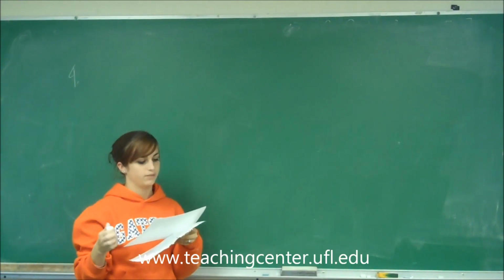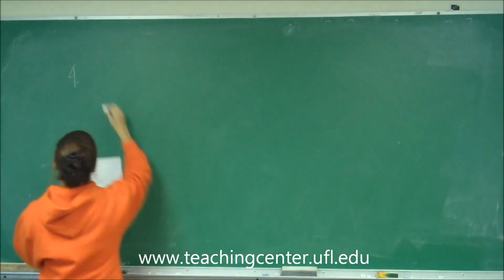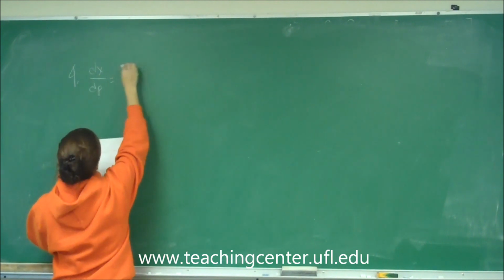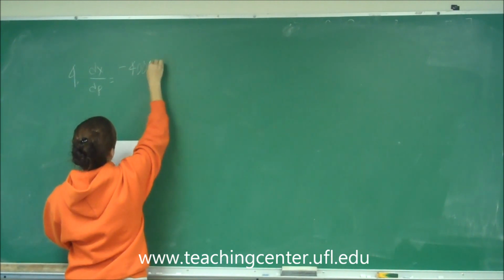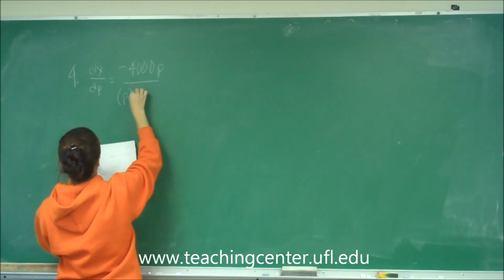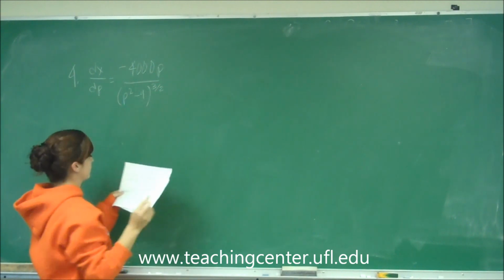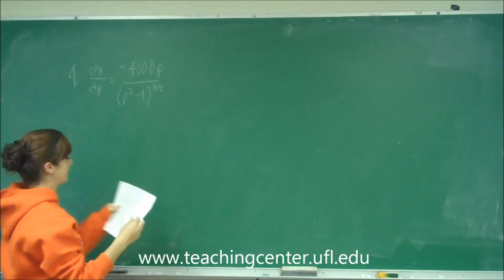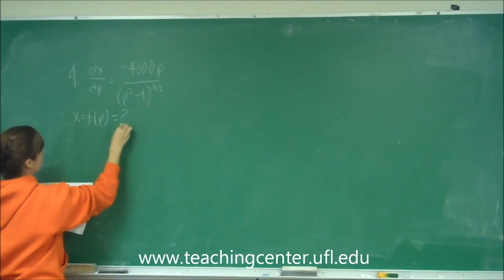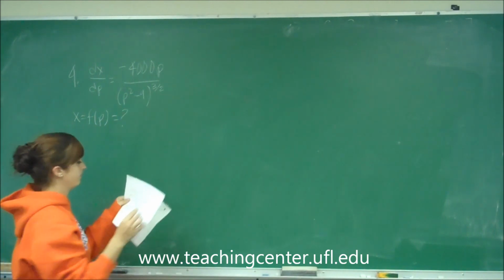The problem says the rate at which the demand x for a certain product is changing with price p is given by dx/dp equals negative 4,000p over (p squared minus 9) to the 3/2. Find the demand function x equals f of p if the demand is 64 units when the price is $5.